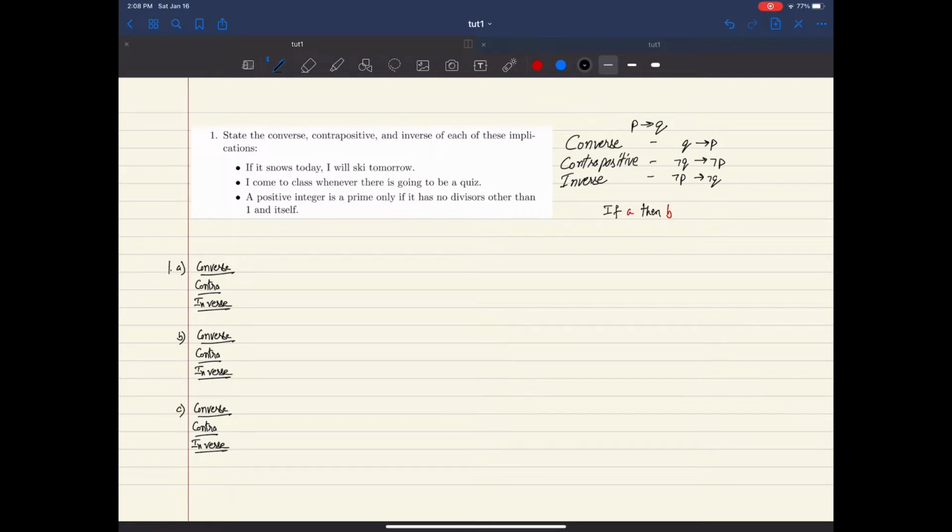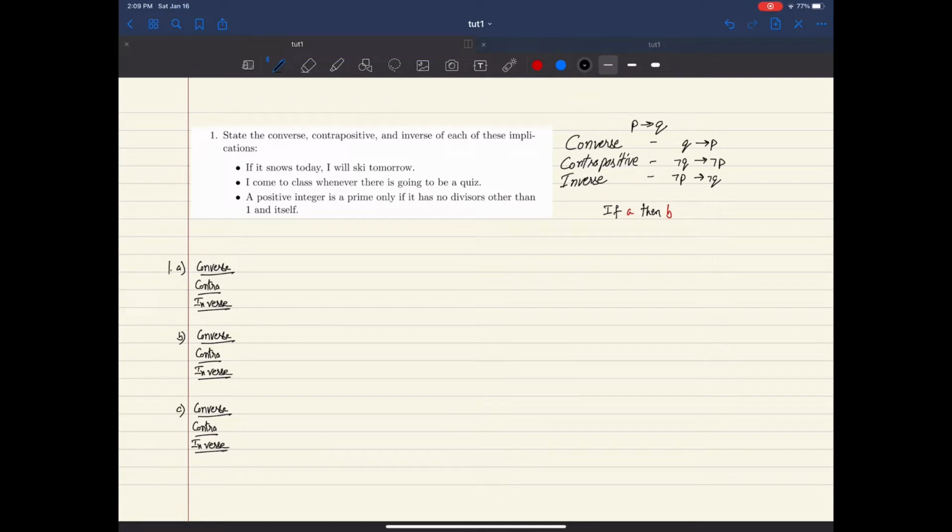So for this conditional statement, your converse is when you interchange the two statements. So from P implies Q, it becomes Q implies P. Your contrapositive is you negate both the statements and then interchange them. So it becomes not Q implies not P. And similarly, your inverse is just the negation of both the statements. So it is not P implies not Q.